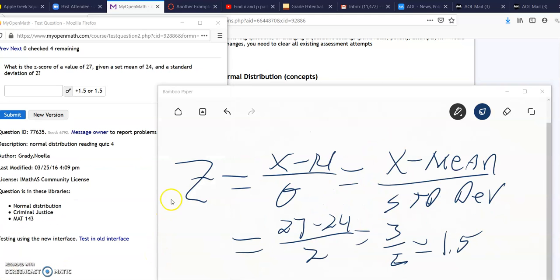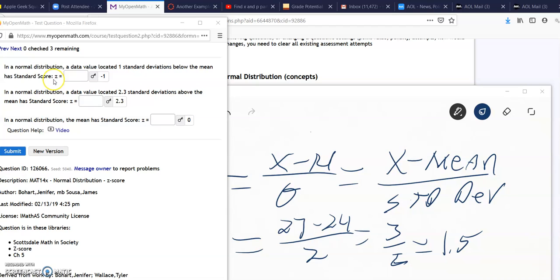You do not need Excel to calculate a z-score. The z-score is simply the x value that they're asking for. Remember, x is always a data point, minus the mean, divided by the standard deviation. The data point in question is 27, minus the mean 24, which is 3, divided by the standard deviation, which is 2, to give us 1.5.